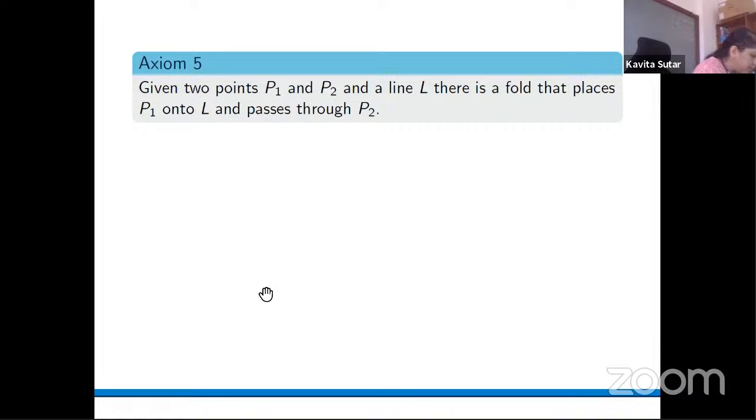Is it passing through this? Here, this is P2. Then I move this around a bit and I get the fold. Yeah, that's my fold. What this fold has done is, first of all, it passes through the point P2. Second of all, it places the point P1 on the given line. So that is my fold.